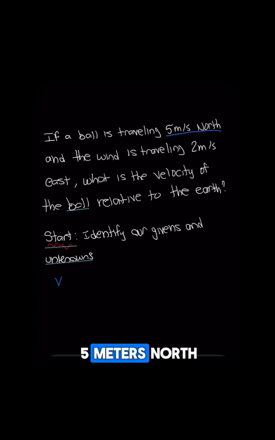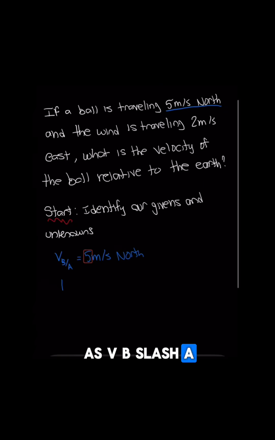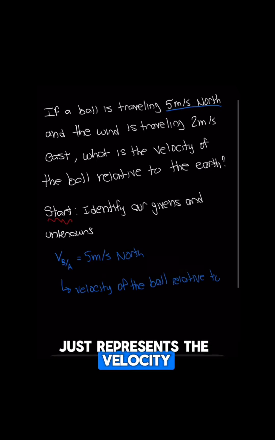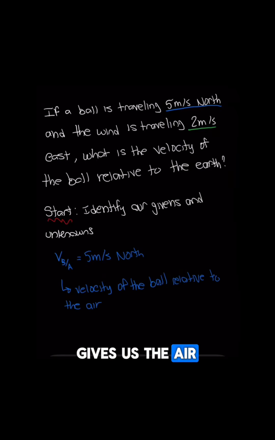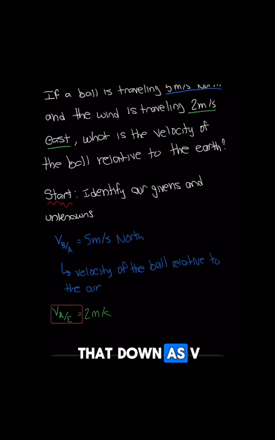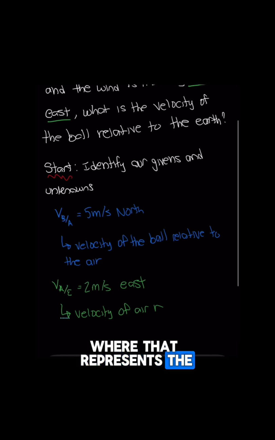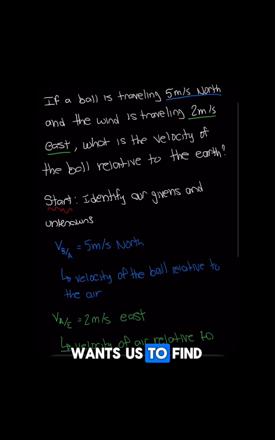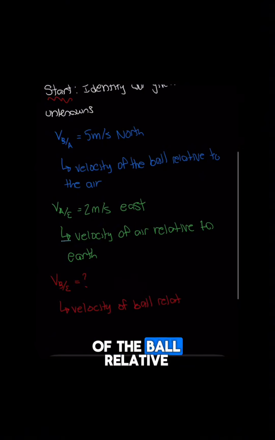Start by identifying our givens and unknowns. The ball is traveling 5 meters per second north. You can write this down as VB/A, and VB/A just represents the velocity of the ball relative to the air. It gives us the air at 2 meters per second east, so we can write that down as VA/E, where that represents the velocity of the air relative to the earth. It wants us to find VB/E, which is the velocity of the ball relative to the earth.